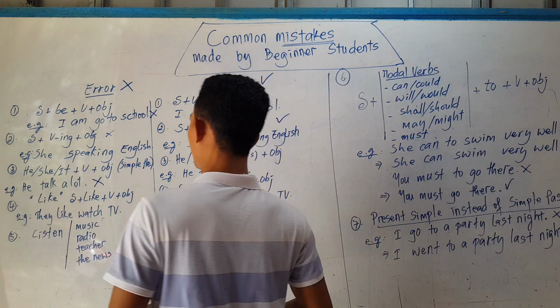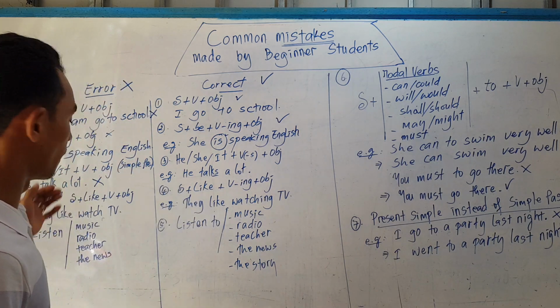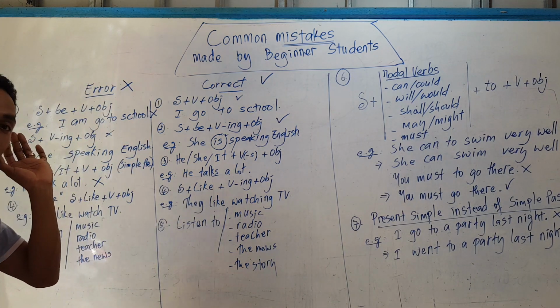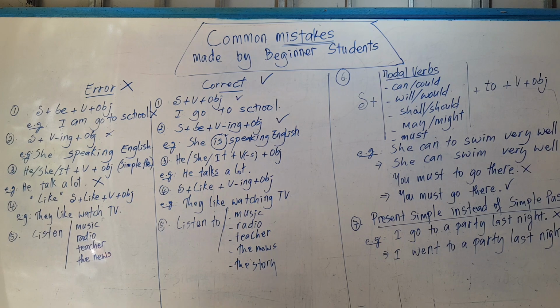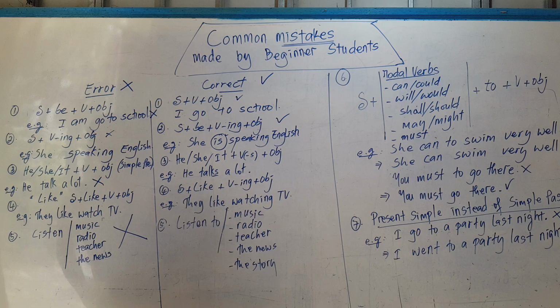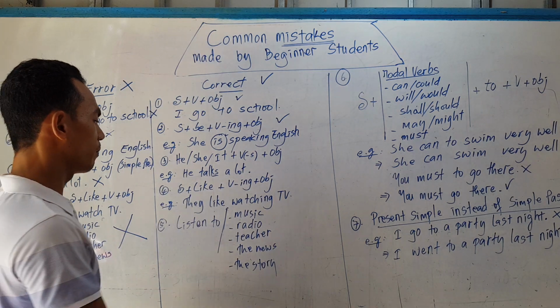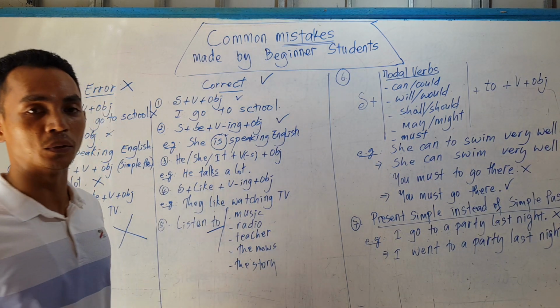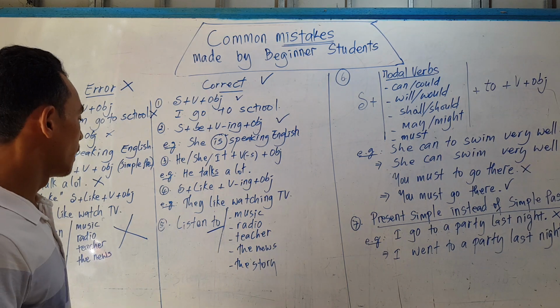And number 5, the word listen. To listen, right? To listen. We usually use the word listen with music, radio, teachers, the news. But this is not correct because after the word listen, you must have the word to. Listen to, right? Listen to.